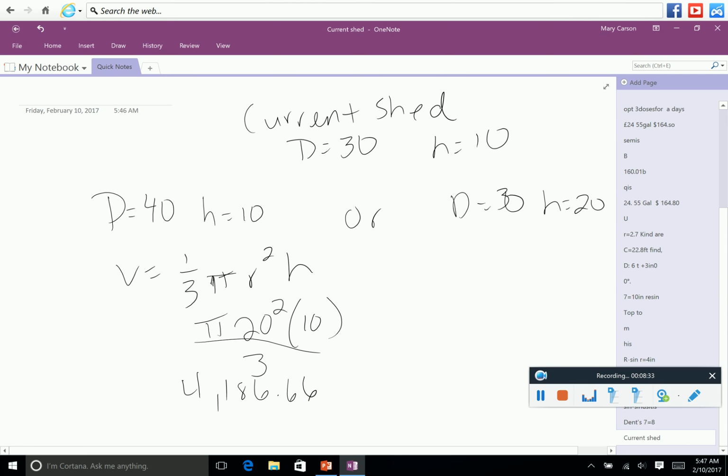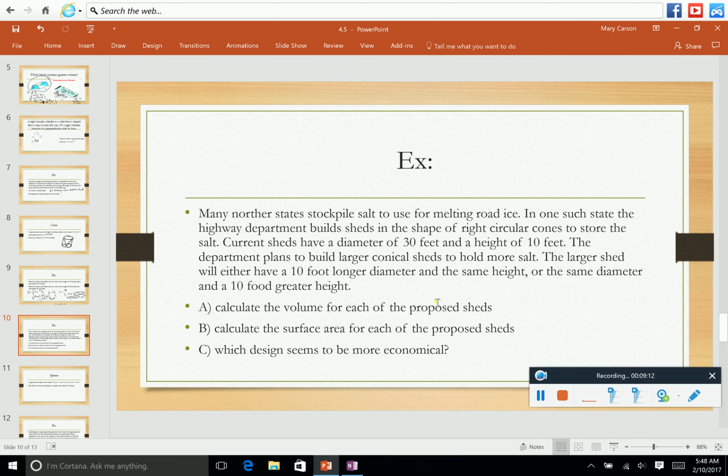Okay, and then you do the same thing for this one. 1/3. The diameter is going to be 15 times 20. All right, 15 times 15 times 20 times 3.14 divided by 3. You get 4,712.39. So obviously the second option will hold more.